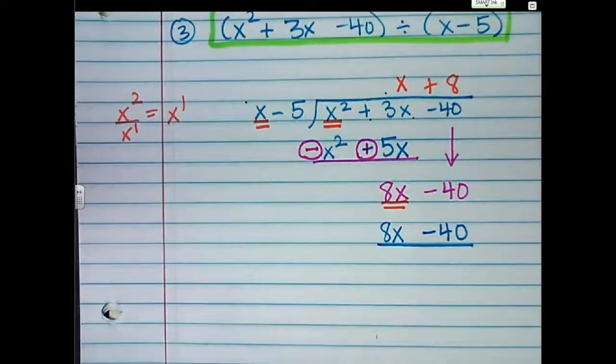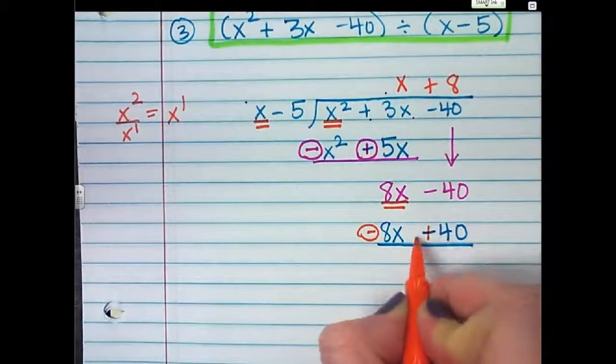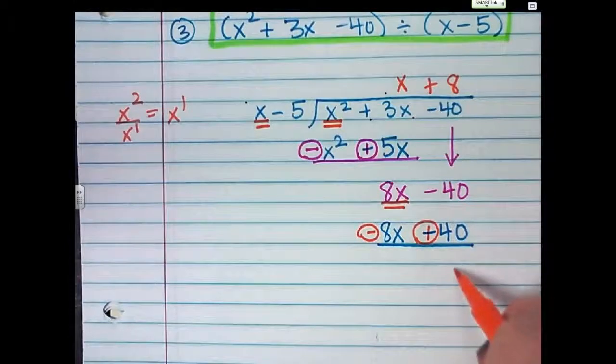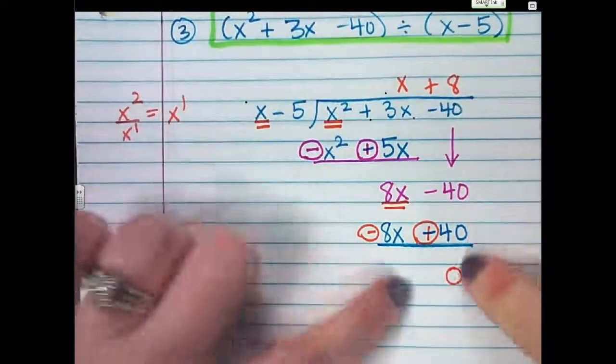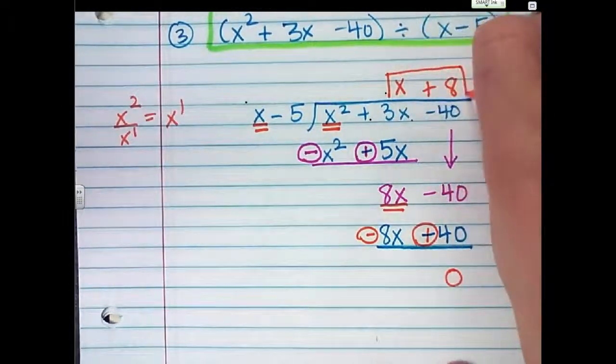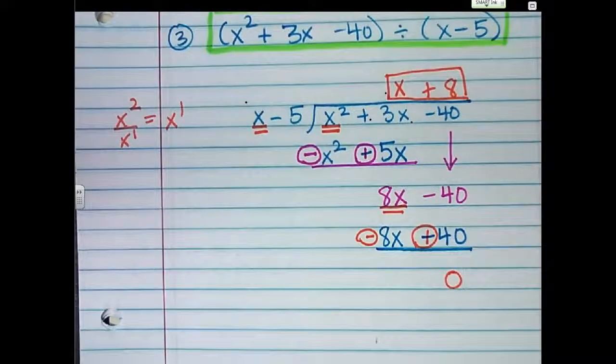This is the part people forget. They always subtract this first one. They forget the second one. So this is going to turn to a plus, because you're distributing the negative. Plus you. So what do I get here? Nothing. 0. I want to make sure you go all the way to the end, because some of them tomorrow will be different and have remainders. Today we're just going to do something with 0. So just x plus 8 is your answer.